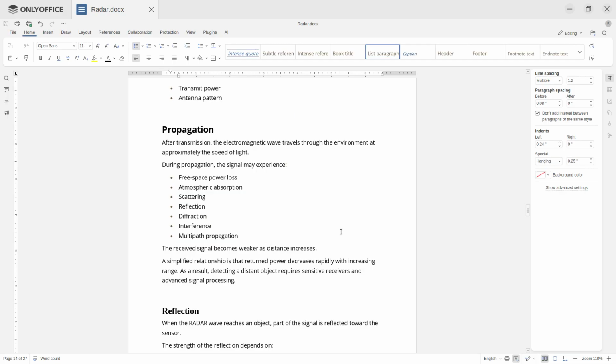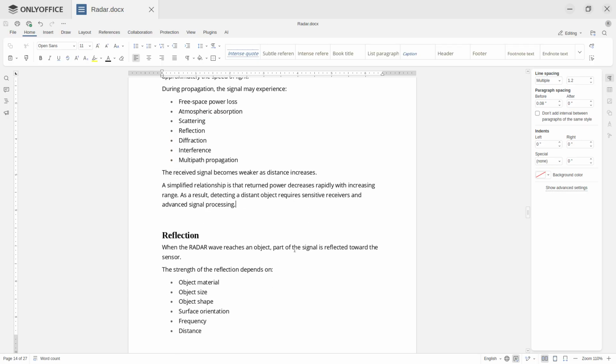The received signal becomes weaker as distance increases. A simple relation is that return power decreases rapidly with increasing range. As a result, detecting a distant object requires sensitive receivers and advanced signal processing.